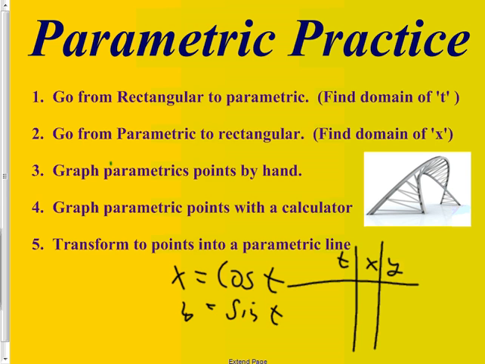T is angles. We're going to go from 0 to pi over 2 to pi. Find me those 3 things. You're going to have to figure out cosine of 0, sine of 0, sine of pi over 2, cosine of pi over 2, cosine of pi, sine of pi. You probably should be drawing little triangles. Find me 3 points. I'll pause for a second while you try that.